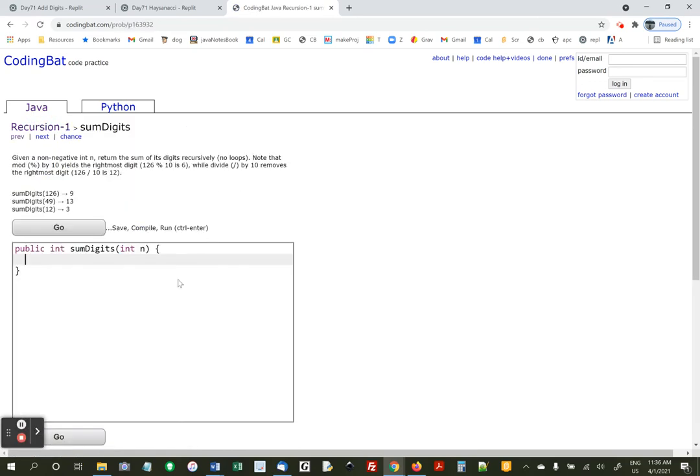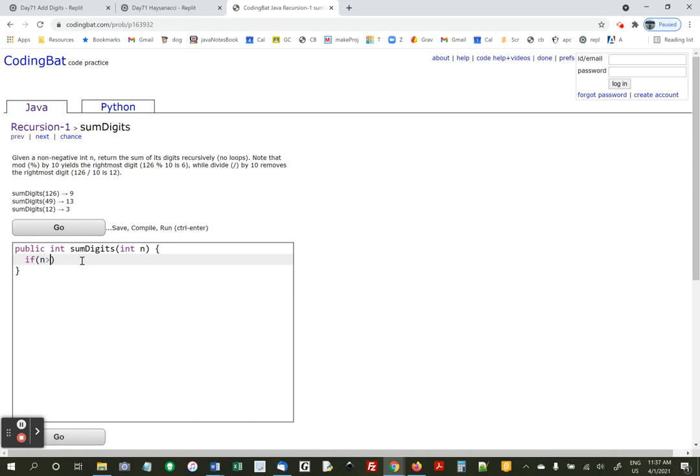Sum digits is our last one. So given a non-negative integer, return the sum of its digits recursively, no loops. And they're telling us if you mod 10, you get the rightmost digit. So for example, 126 mod 10 gives us 6, the rightmost digit. And when you divide by 10, it removes the rightmost digit. So 126 divided by 10 gives you 12, because you remember this is integer math, it doesn't give you a decimal. So for this, the end case is when we get down to a number that's less than 10.